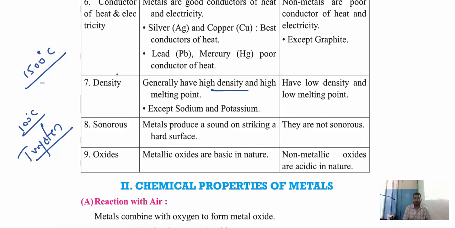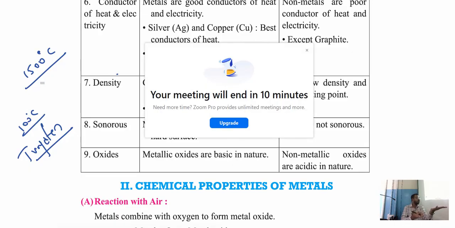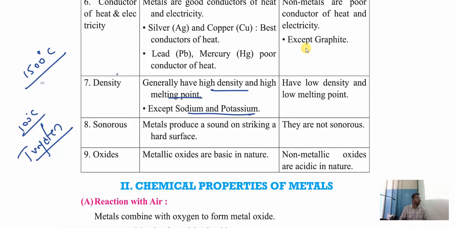So metals generally have high density and high melting point, except sodium and potassium. As we just discussed, sodium and potassium are so soft that you can even cut them with a knife. It means they will melt at a very low temperature. Take sodium, keep it on your palm, it will melt. Sodium will evaporate, potassium will evaporate. It is a very highly reactive metal, very soon it is going to react. Understood? Non-metals have low density and low melting point.